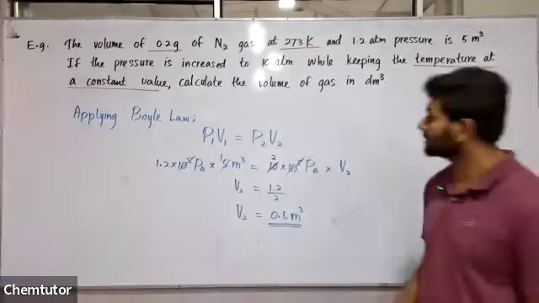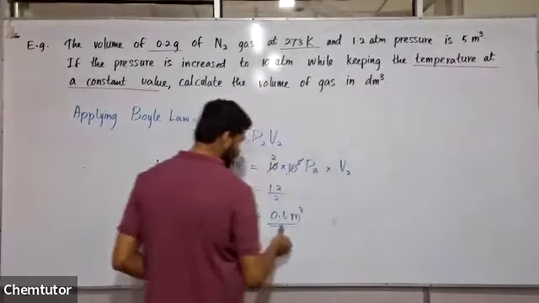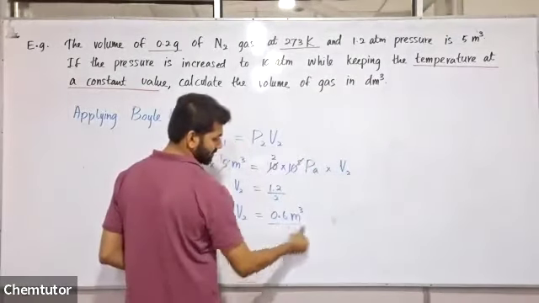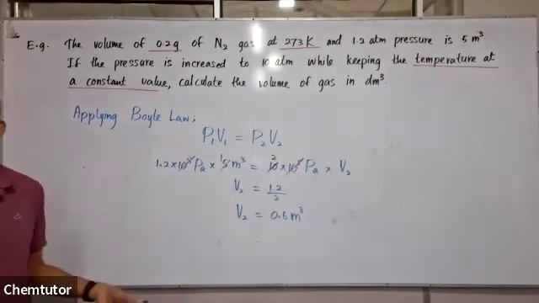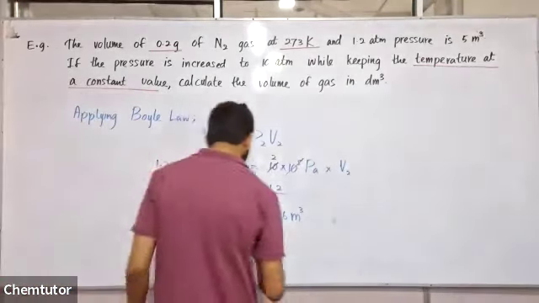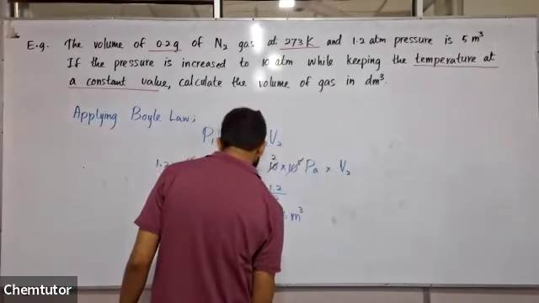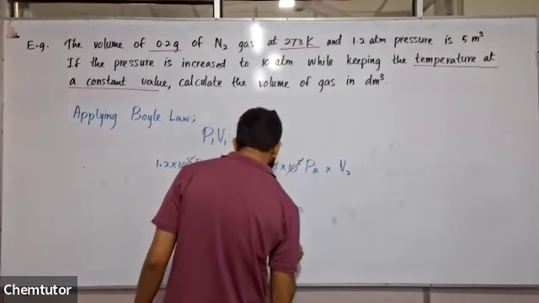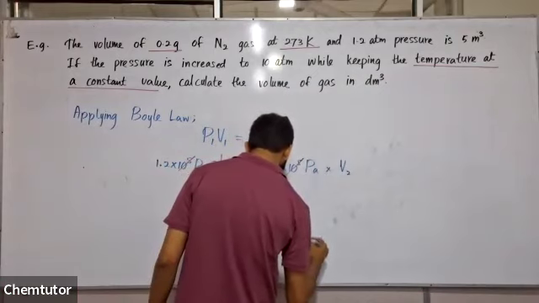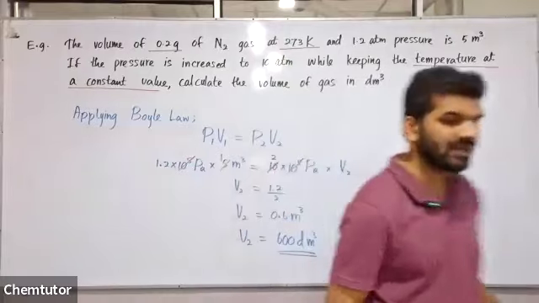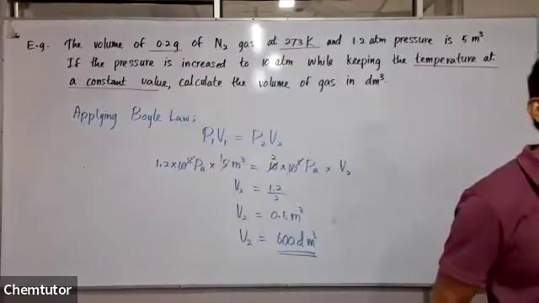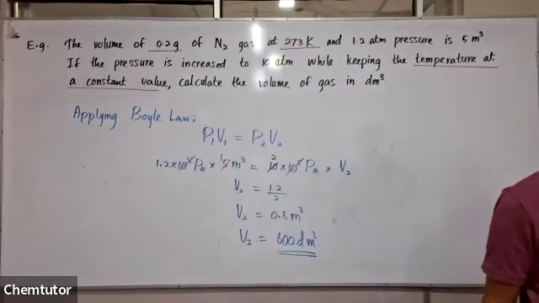The answer is asked in cubic decimeters, so you have to convert this. 1 cubic meter equals 1000 cubic decimeters. Therefore, 0.6 times 1000 is 600. So 600 cubic decimeters is the final answer. Did you get it?